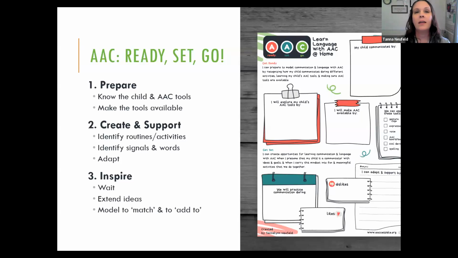How does the child let you know that they want you to do that again? How do they let you know when they're done with it, or when they want you to do it differently? So very first step, knowing that child. And then, of course, we also have to know the tools.